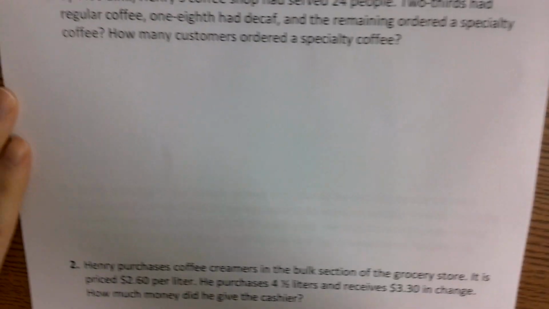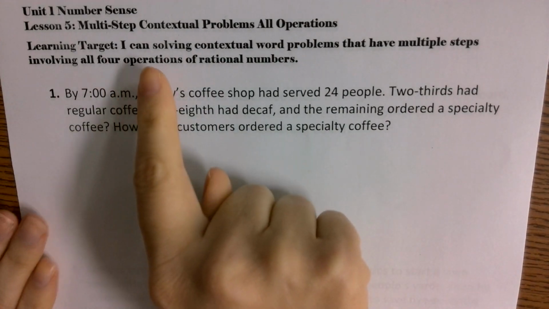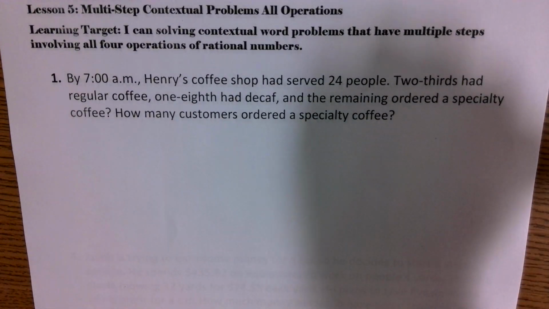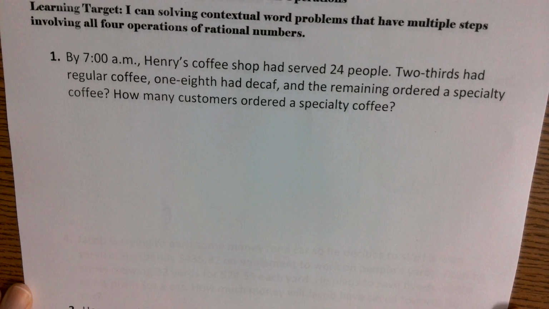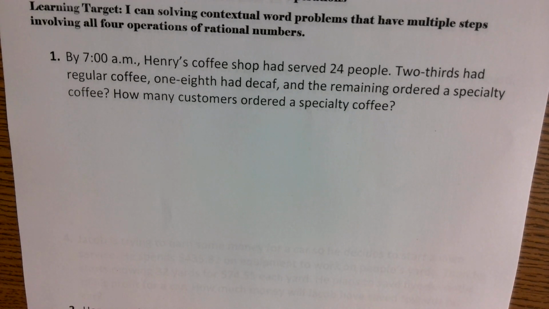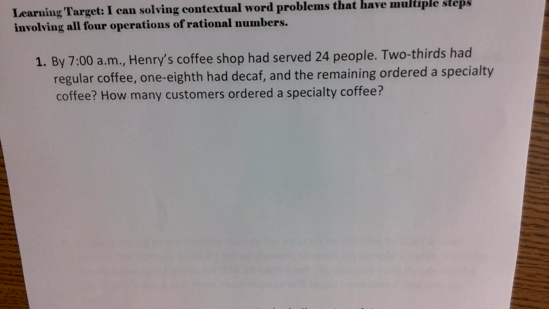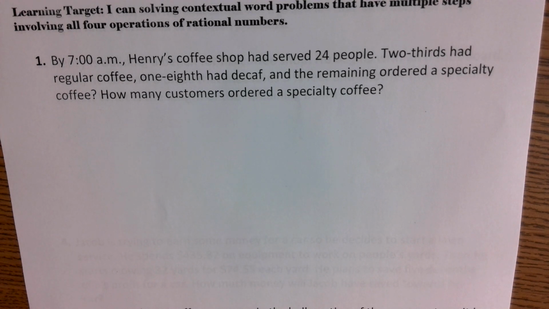All right, so for today's lesson, our learning target is I can solve contextual word problems that have multiple steps involving all 4 operations of rational numbers. So you're not just adding or just subtracting or just multiplying or just dividing. You're going to have multiple steps and processes that you have to follow in order to solve the problem. Maybe you have to add some stuff together first and then subtract that sum from a total. Maybe you have to multiply something and then add it. You have to find the different keywords and phrases in here to identify what processes we have to do.